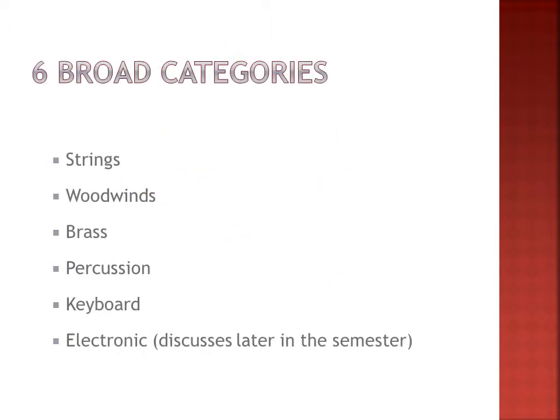There are 6 broad categories used in classical music. The categories are strings, woodwinds, brass, percussion, keyboard, and electronic instruments. The electronic instruments will be discussed later in the semester, since those are mostly 20th century inventions. And right now we're dealing with broader categories.